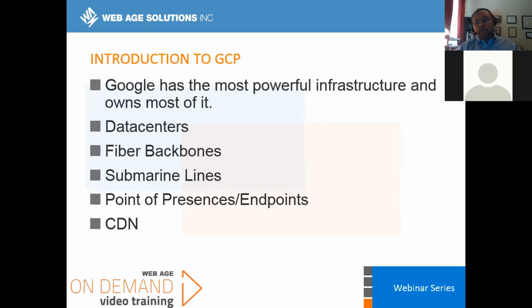Now, Google has their own data centers, of course. They have their own fiber backbones. They also have submarine lines, points of presence, and CDN. Now, how is this any different than other cloud platforms? Well, they own their own infrastructure, and they also own submarine lines.